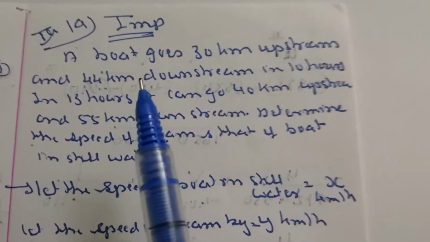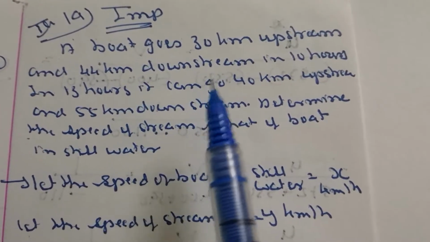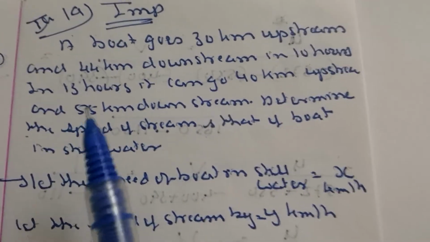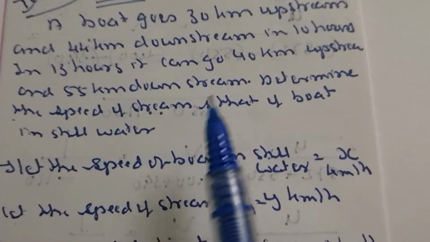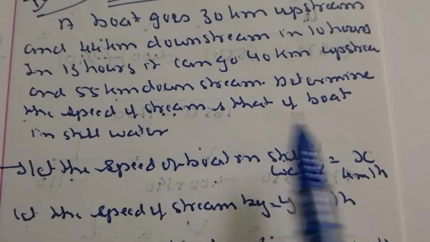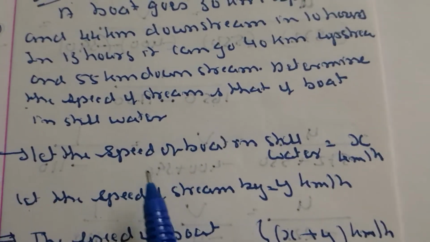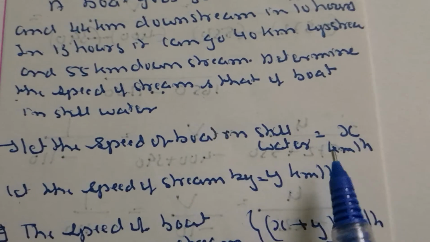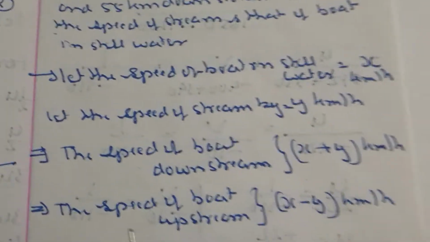Be careful. A boat goes 30 km upstream and 44 km downstream in 10 hours. In 13 hours, it can go 40 km upstream and 55 km downstream. Determine the speed of the stream and that of the boat in still water. So, we are going to assume the speed of boat in still water is equal to x kilometers per hour and the speed of stream is equal to y kilometers per hour.